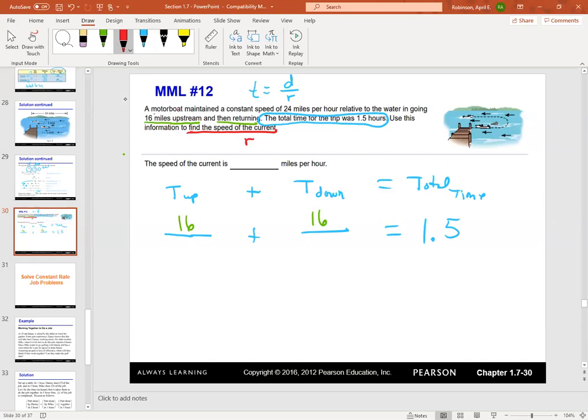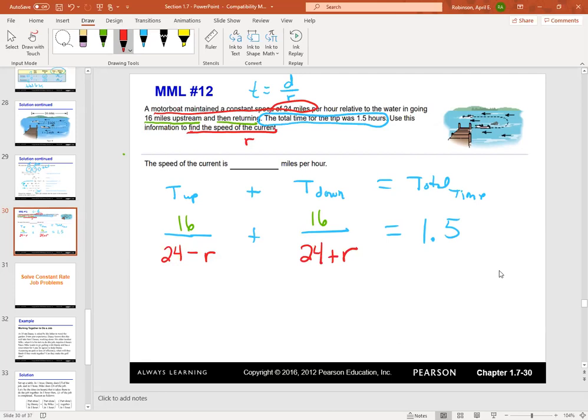However, the motorboat was going 24 miles per hour. So going upstream, he's traveling 24 miles per hour, but the current is slowing him down. So the current is going to reduce his speed by whatever the current is, in this case, R. But when you're going downstream, it's going to speed you up. So you would add r. And that's my equation. It's ugly, but that's what it is.